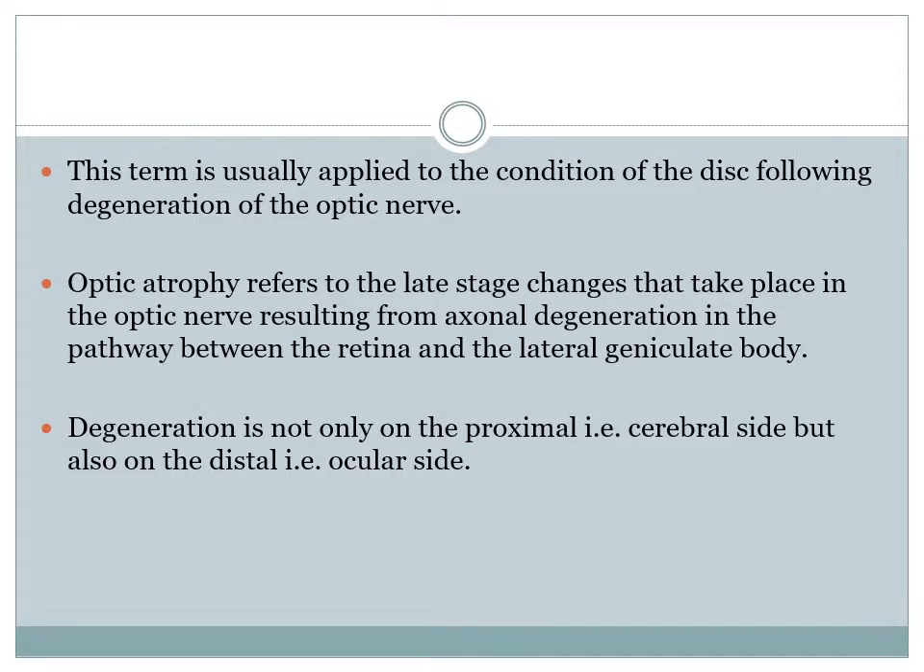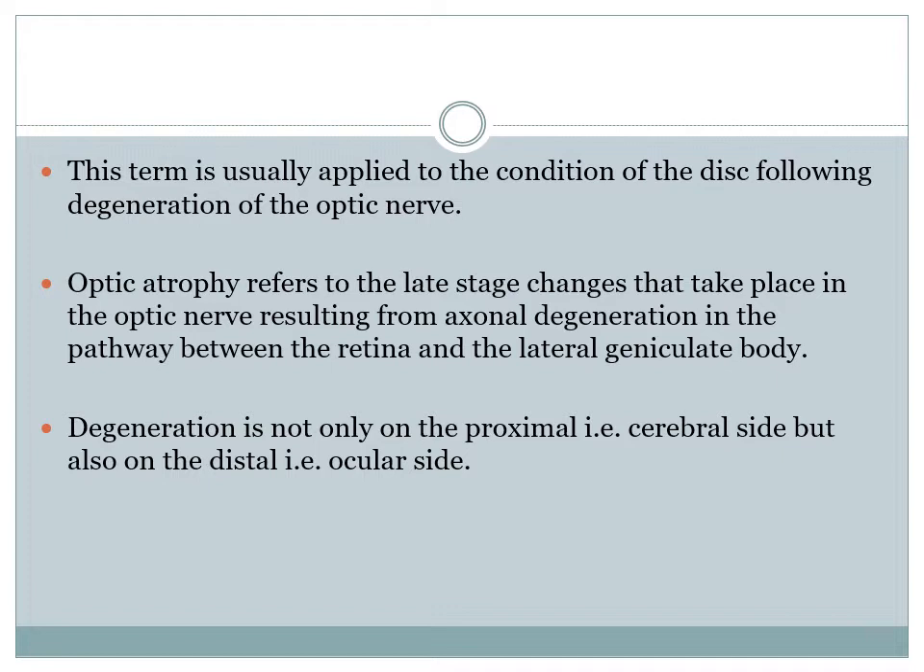Now, what is optic atrophy? This term is applied to the condition of the disc which follows degeneration of the optic nerve. So, it is a sequelae or consequence or end stage problem of degenerations of the optic nerve. Optic atrophy refers to late stage changes that take place in the optic nerve resulting from axonal degeneration in the pathway between retina and the lateral geniculate body.